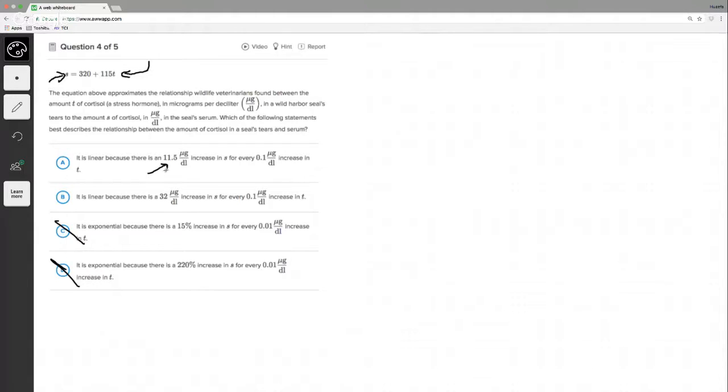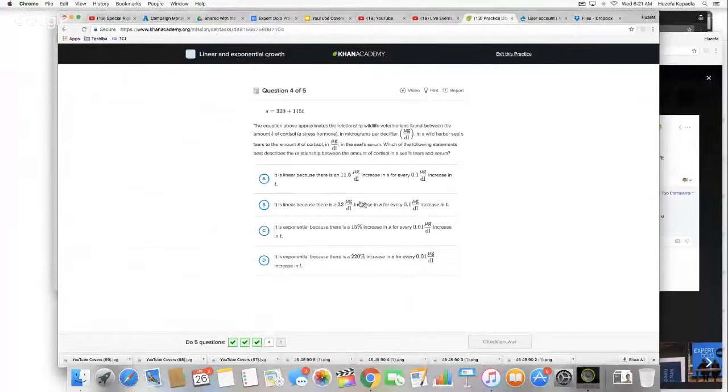Why is this one right? Because an increase per this is actually slope. Slope is the value multiplying the variable. This is basically slope-intercept form. So 115 is the slope. Why does it say 11.5? Well, because it says per every 0.1. If it said for every 1, it'd be 115. So they're trying to make this a little tricky just by changing up the numbers. It doesn't make it tricky, actually. You just got to be careful.